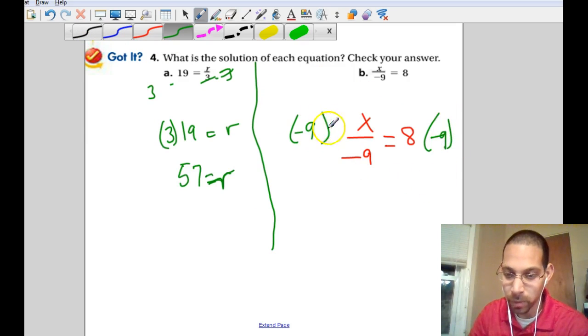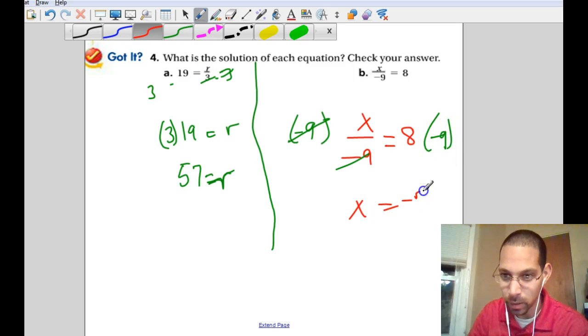It's a different way to write multiplication if you didn't know that. But the multiplying by negative 9 cancels out dividing by negative 9. The only thing that's left is x. On the right side, 8 times 9. Hopefully you know that that's 72. Positive times a negative is a negative 72.